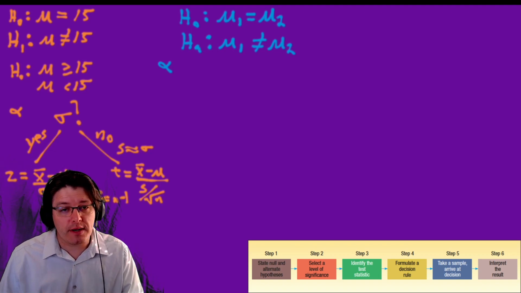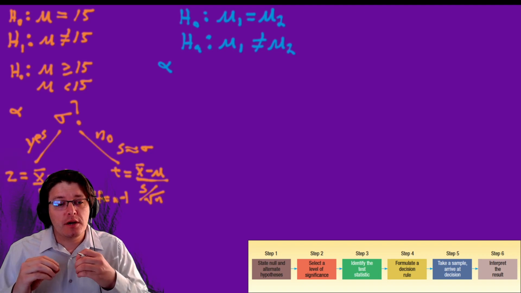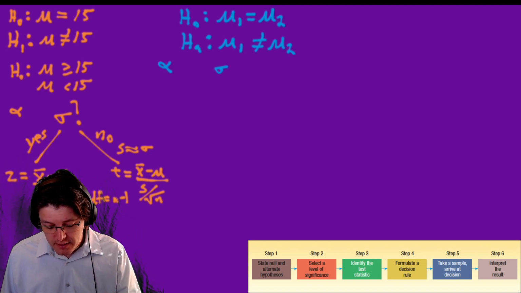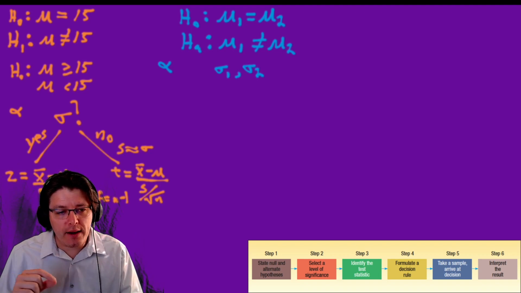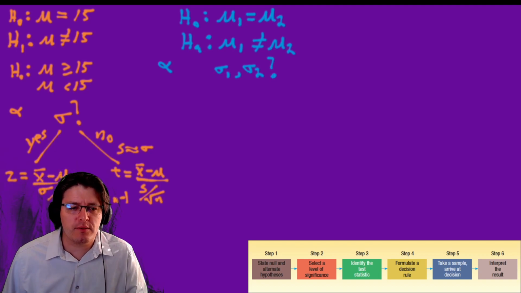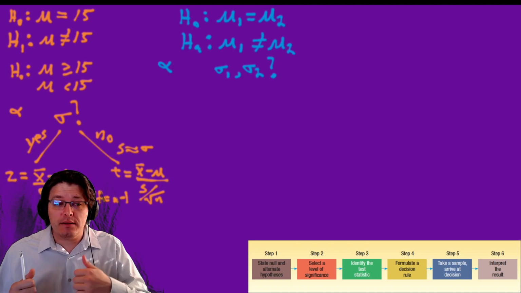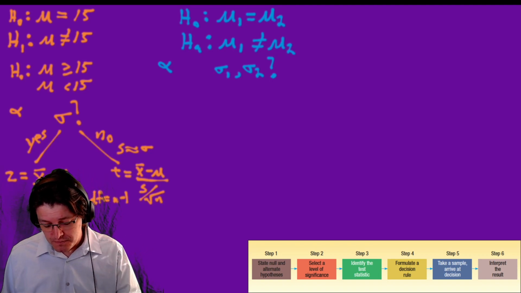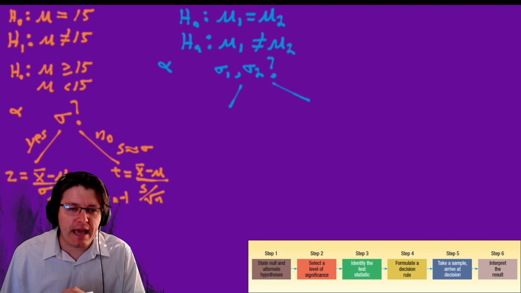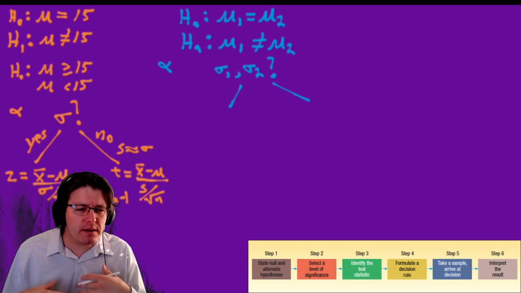So there's two of them here, right? There's the standard deviation for the first group and the second group. So we have sigma 1 and sigma 2, and what we're asking ourselves is, do we know these? So just like we did in chapter 10, again, maybe yes, maybe no.